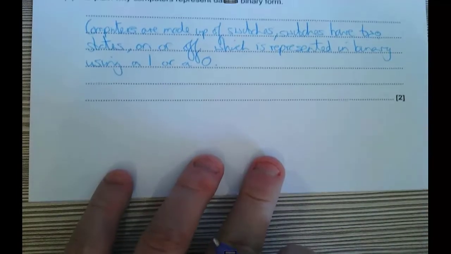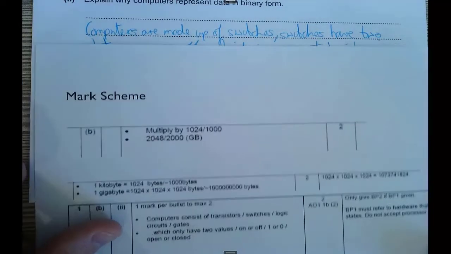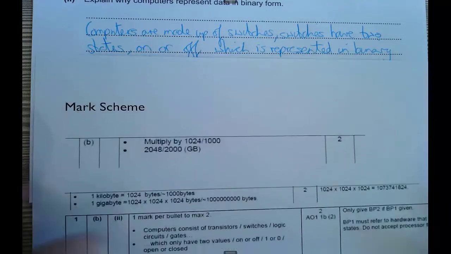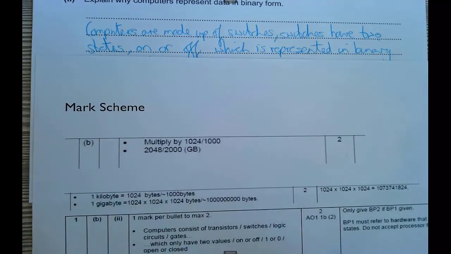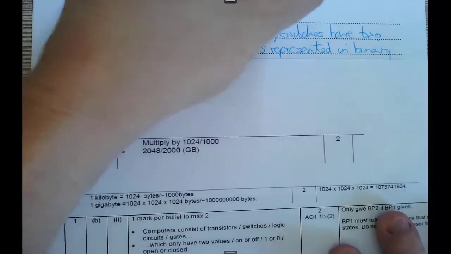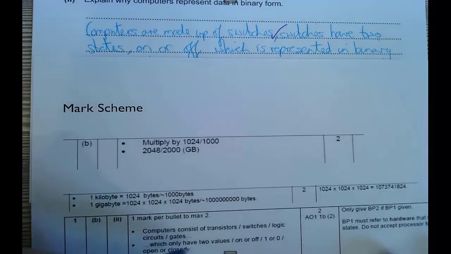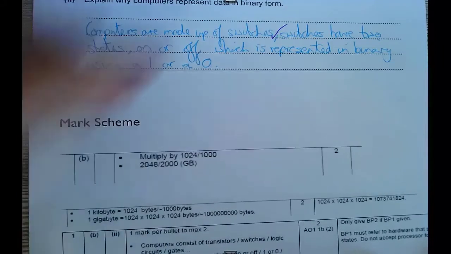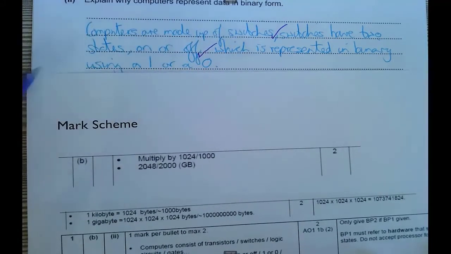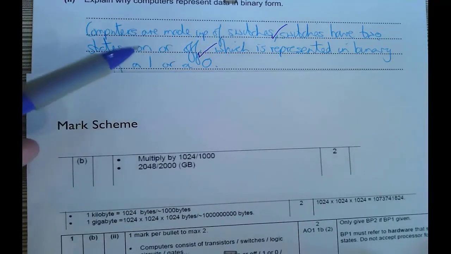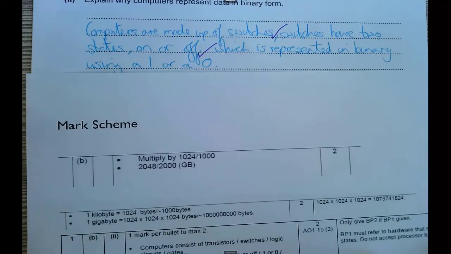So let's all move that up slightly, and then let's have a look at the mark scheme. So we've got here, computers consist of transistors, switches, logic circuits or gates. So we've mentioned switches, so that's 1 mark, which can only have 2 values, on or off, 2 marks. Okay, which I have then gone on to explain why that means binary. So I've probably gone a little bit above and beyond there. Okay, but either way, 2 marks.